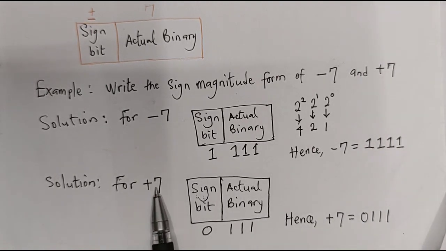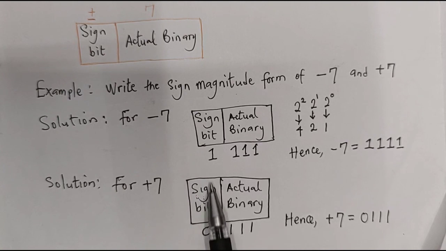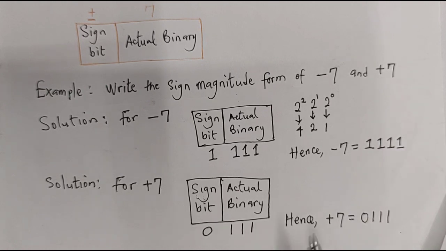Now looking at +7, solution for +7, remember the syntax, which is a simple formula. Now you have the sign bit and then you have the actual binary. Now we know the sign bit used in representing plus sign is 0, so we write 0. We know the actual binary for 7, which is 111. Hence, therefore, +7 is going to be 0111. So you can see the binary representation of +7 is different from the binary representation of -7. So this is the answer for this simple exercise.